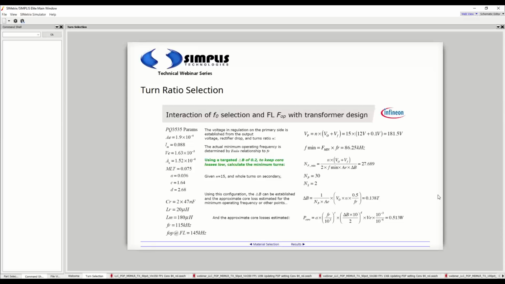Then standard transformer design equations were applied to come up with the turns ratio, given all the things that were selected previously. That's just an Infineon slide. I'm not going to go through it in detail. I'm just going to leave it there for your reference. If you've designed transformers before, you're familiar with calculations like this. I'm just going to comment that what we got was a 30-to-2 turns ratio. Now this is a half bridge, so we have two secondaries, so it's 30-to-2-to-2.